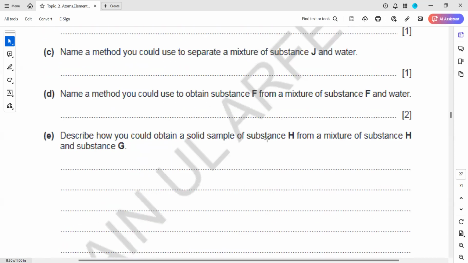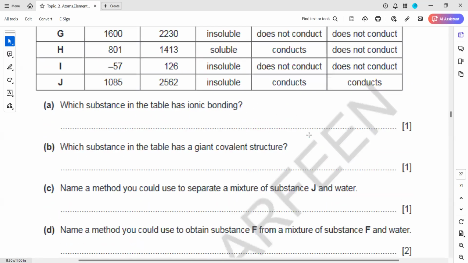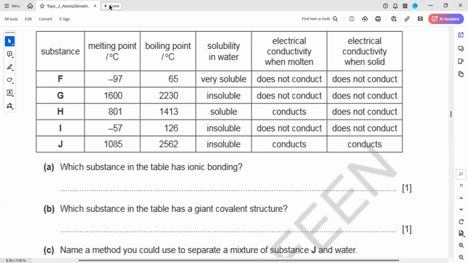Describe how you could obtain a solid sample of H from a mixture of H and G. We have a mixture of H and G. G is insoluble, H is soluble in water. First, what will you do? No. First, you will add water. You have a mixture of G and H. G is mixed with H. So first, what you will do, you will add water.